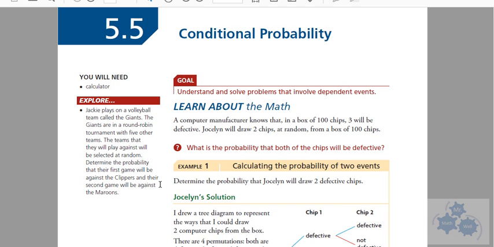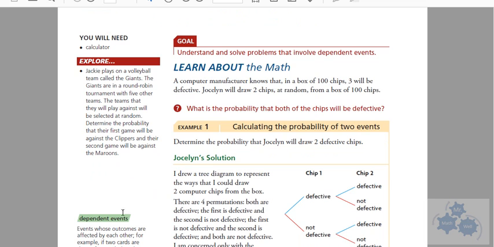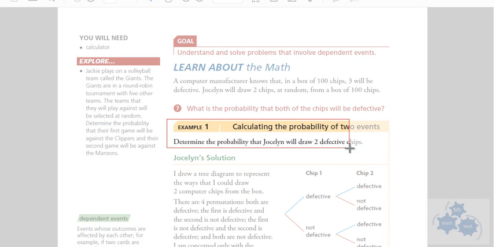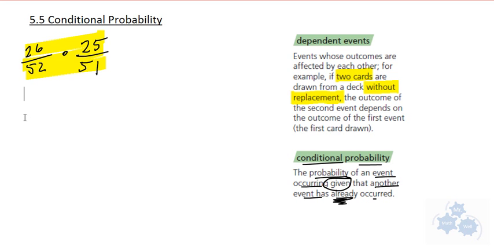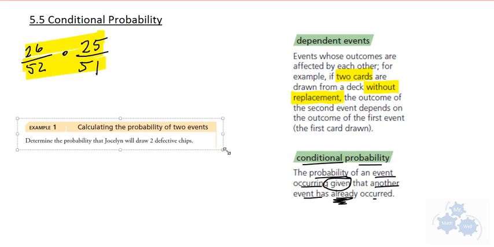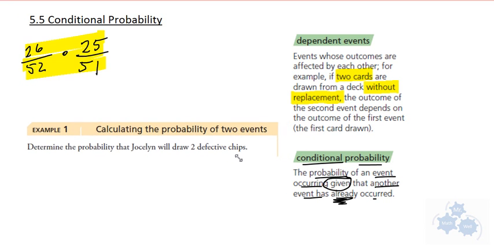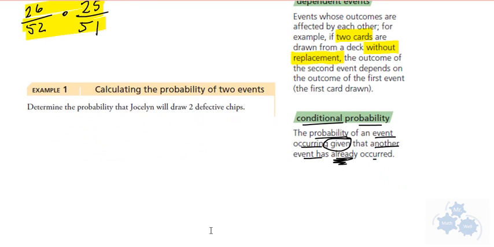But let's go back to the textbook here, and I want to do this first example with you. So if you take a look at example 1, calculating the probability of two events. So here's our third example, I guess. We did the guys going for coffee. We did some cards here. Let's talk about this one now from the text. All right, determine the probability that Jocelyn will draw two defective chips.